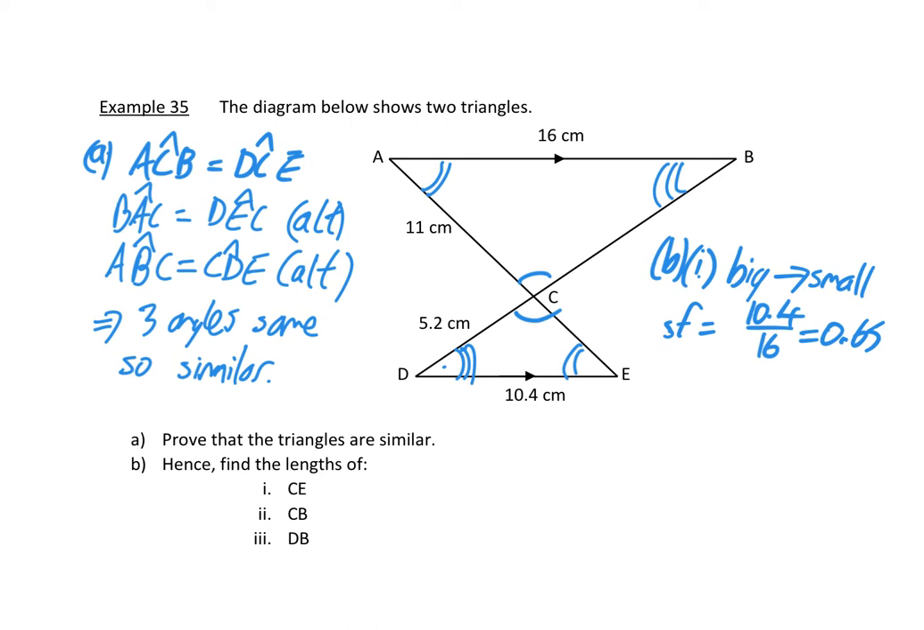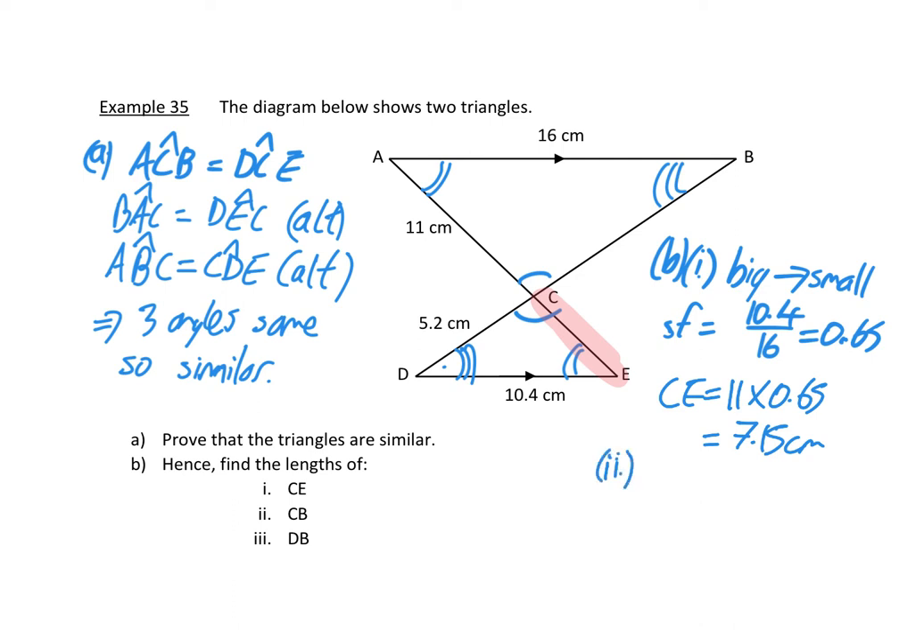So in this case, CE was what we were looking for. So it was this side here. I'll just highlight it. This side here was the one we were looking for. To get that side, it comes from the 11. So CE is going to be equal to 11 times 0.65. If you do 11 times 0.65, I got 7.15, and that's going to be centimeters.